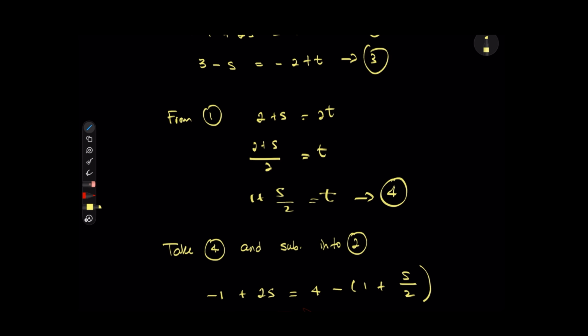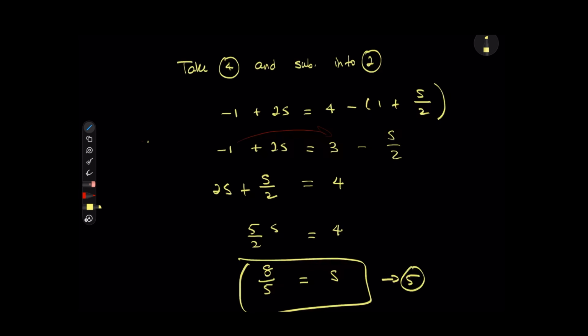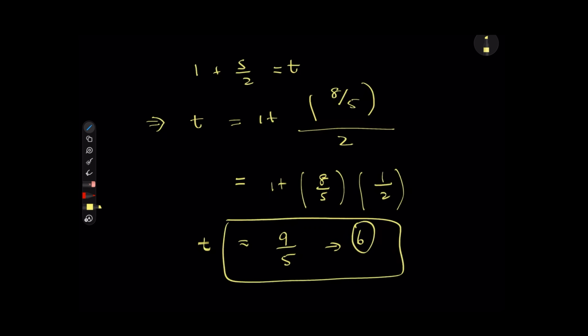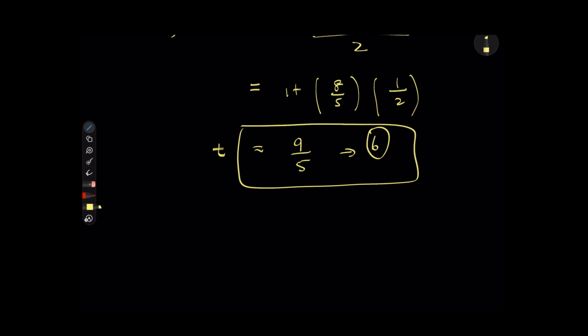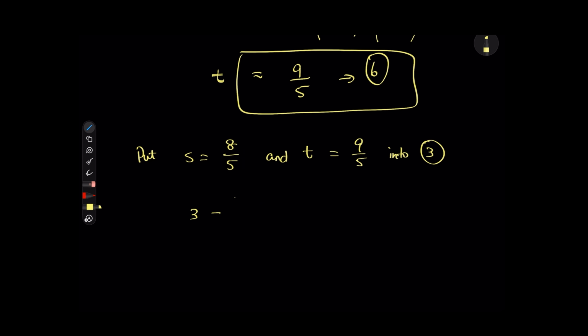So I'm going to go back all the way to equation number 3 and substitute both s and t. I'm going to put s is equal to 8 upon 5 and t is equal to 9 upon 5 into equation number 3. So I'll get 3 minus 8 upon 5 is equal to negative 2 plus 9 upon 5. 3 minus 8 upon 5 gives me 7 upon 5. And negative 2 plus 9 upon 5 is negative 1 upon 5.